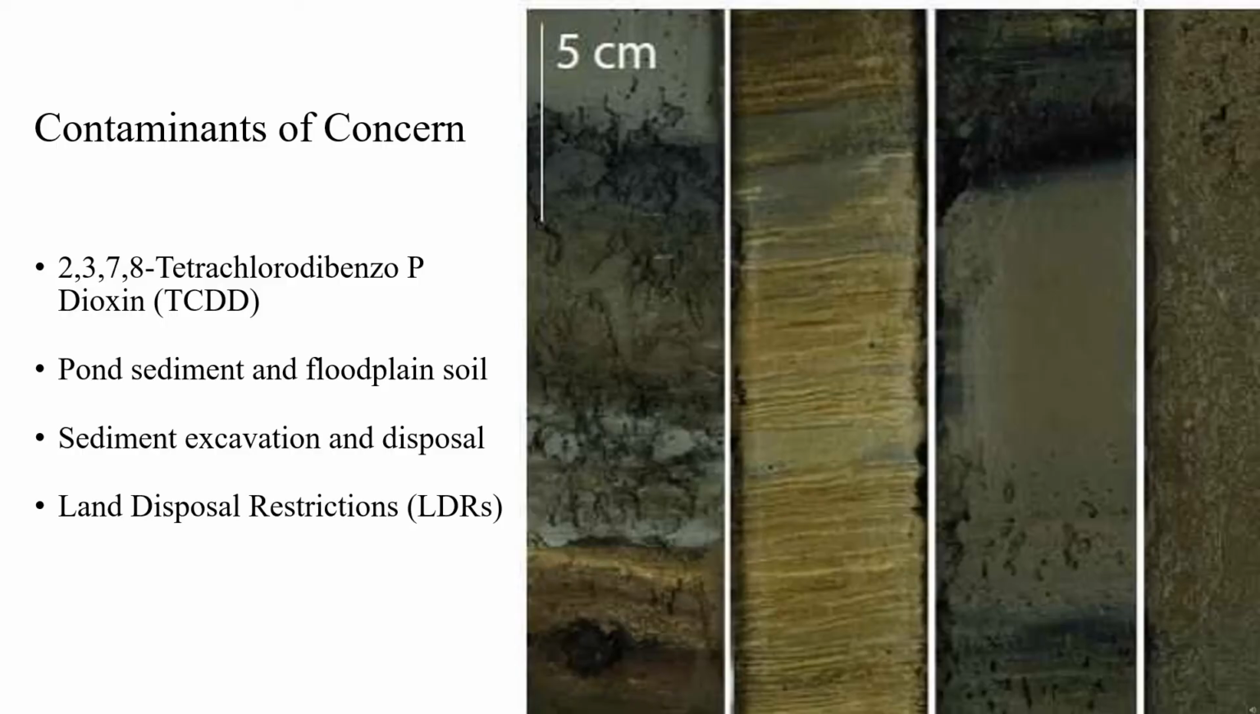The primary contaminant of concern found in the Allendale Pond is 2,3,7,8-tetrachlorodibenzodioxin, or TCDD for short. The pond will be treated by excavating sediments and disposing them into landfills. Excavated sediment with concentrations above regulatory limits are considered hazardous waste and must be treated through incineration prior to disposal in landfills specifically designed to hold hazardous wastes.